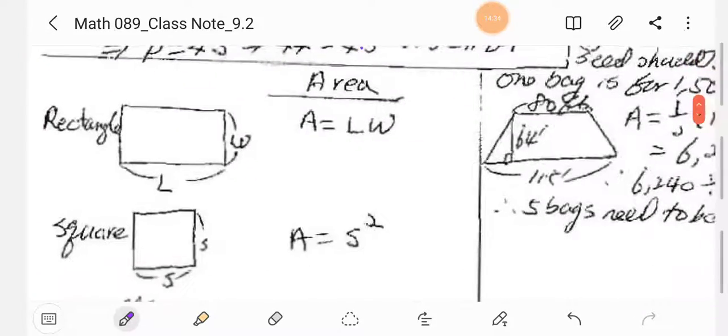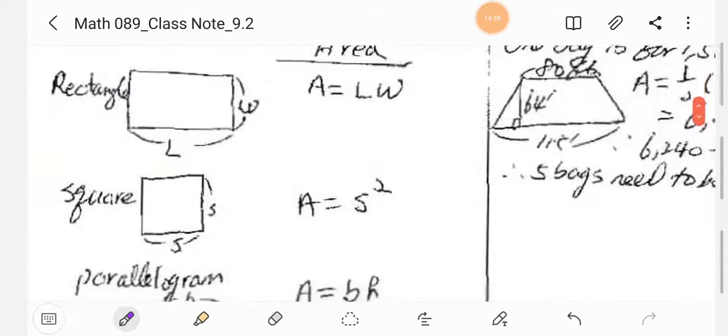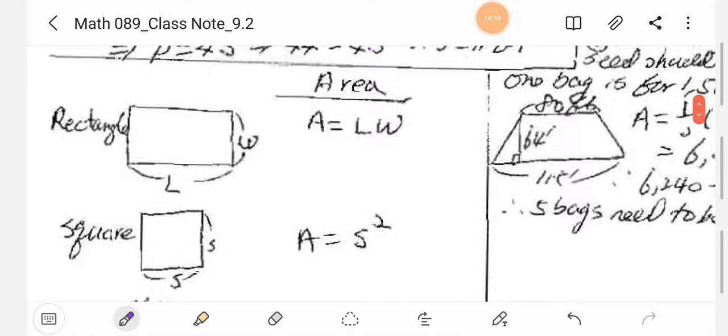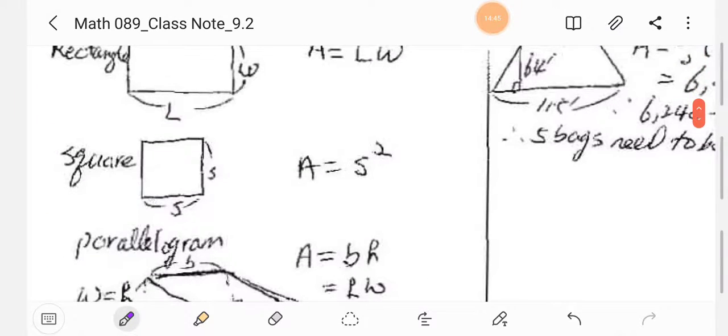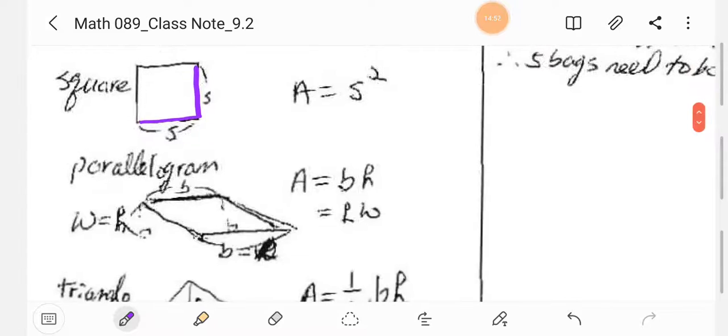Alright, so what else? Okay, so what's the area of a rectangle? Okay, area of a rectangle is length times width. Length times width. And then area of a square is what? Since length and the width are the same, that is s times s, which is s squared.